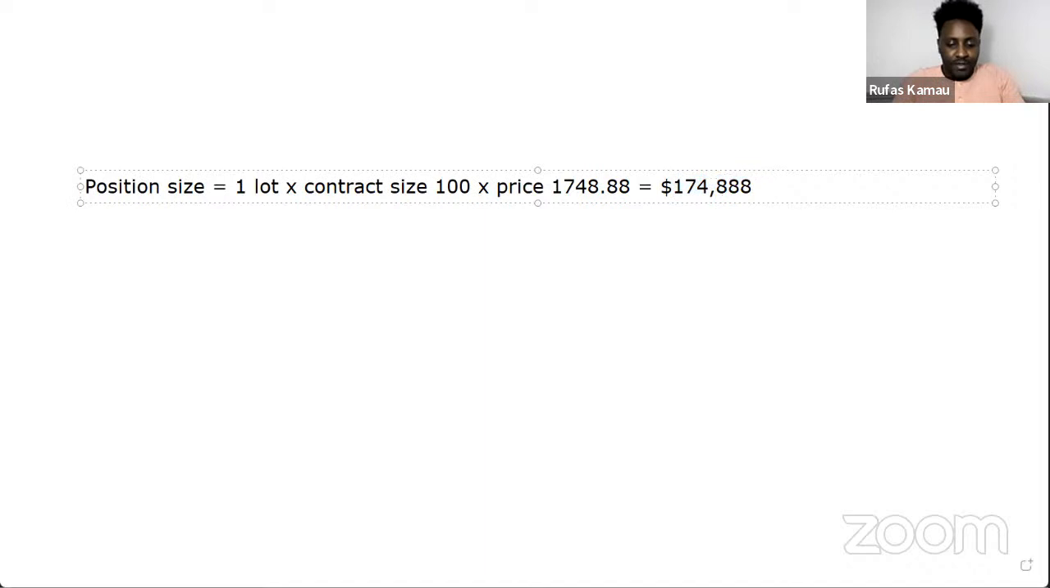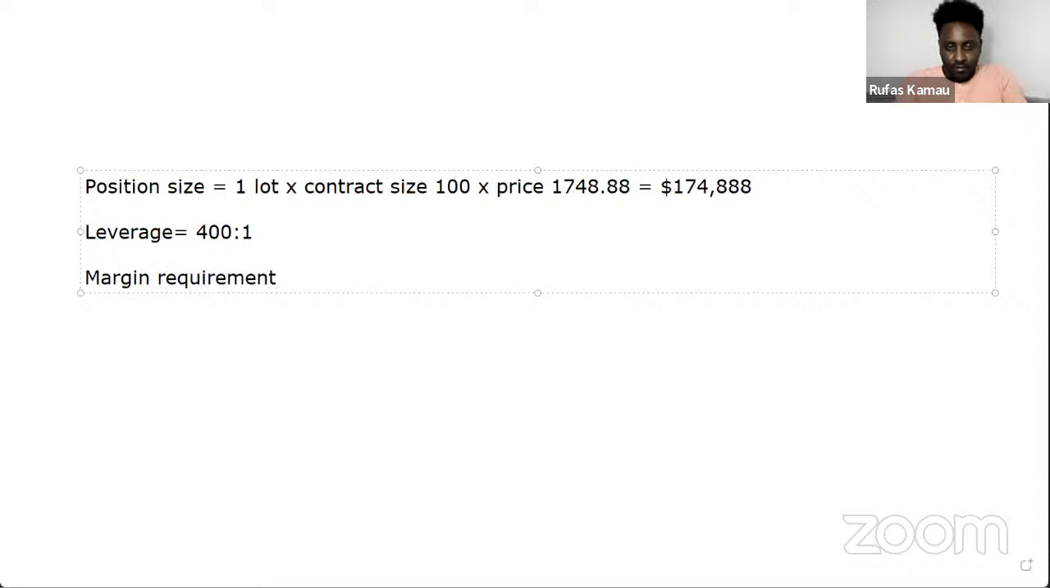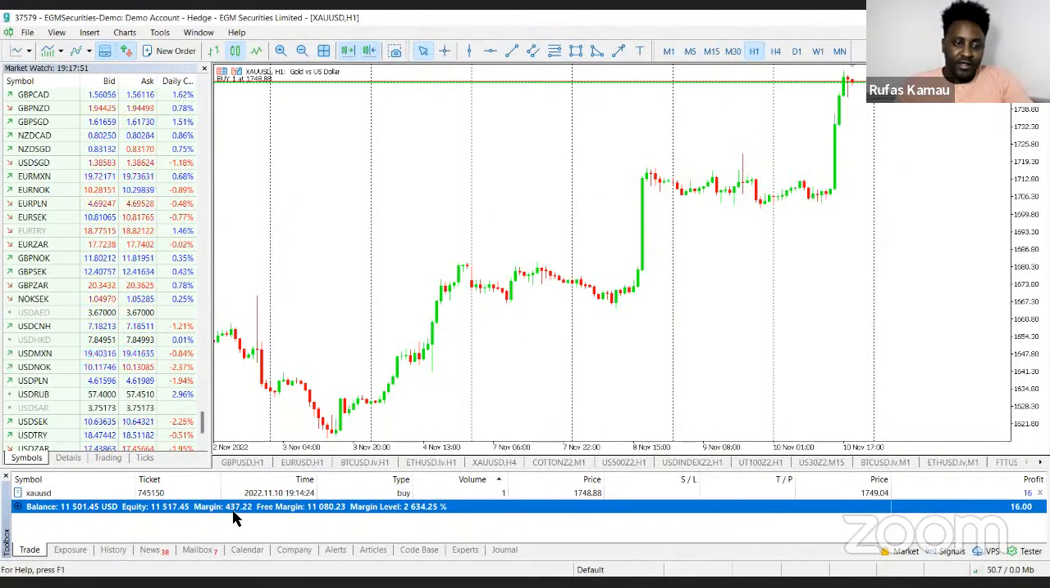However, since it's a leveraged account, and the leverage is equivalent to 400:1, meaning that you only provide $1 for every $400 worth of position, then the margin requirement for the trade is equivalent to 174,888 divided by 400. And the result that you get is 437.22. So you take the entire position size, you divide by leverage, which is 400, then you get the margin requirement for that trade. So in order to trade a full contract in gold, you'll be required to have a free margin equivalent to $437 in your account.